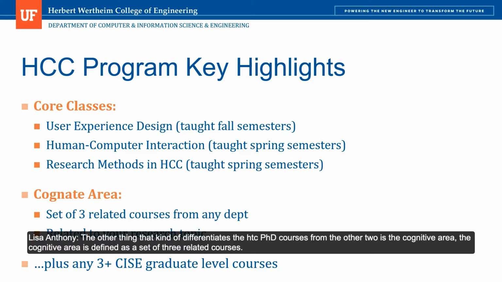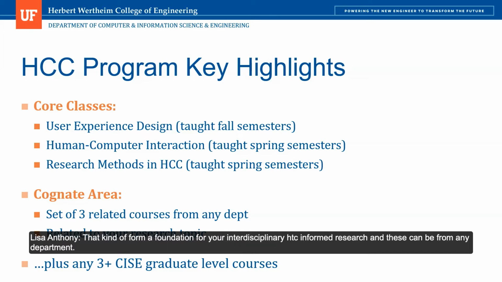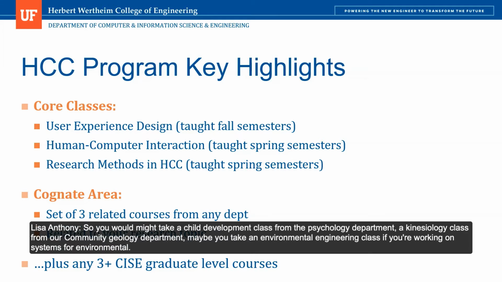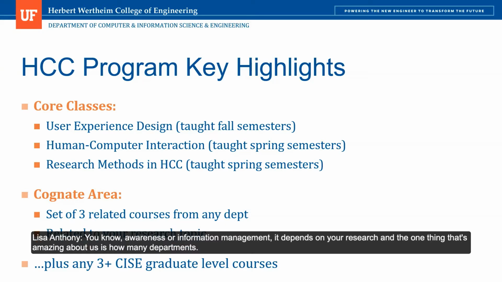The other thing that kind of differentiates the HCC PhD courses from the other two is the cognate area. The cognate area is defined as a set of 3 related courses that form a foundation for your interdisciplinary HCC-informed research. And these can be from any department. So you might take a child development class from the psychology department, a kinesiology class from our kinesiology department. Maybe you take an environmental engineering class if you're working on systems for environmental awareness or information management. It depends on your research.